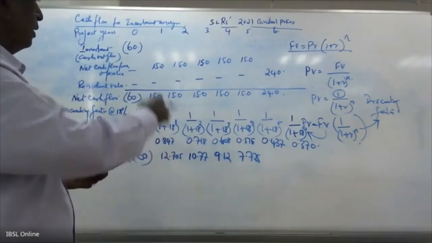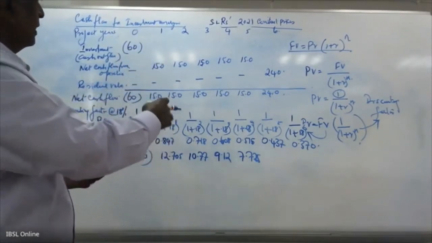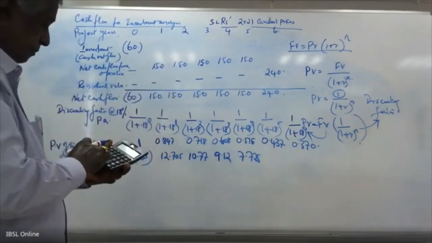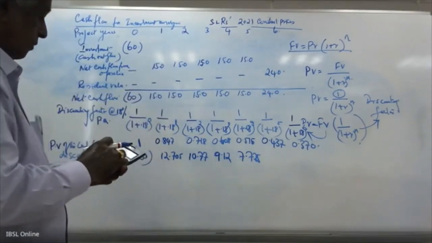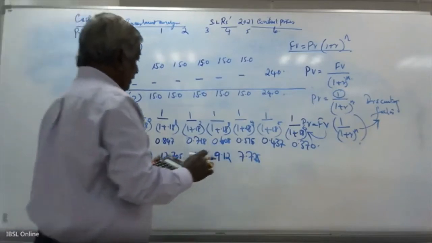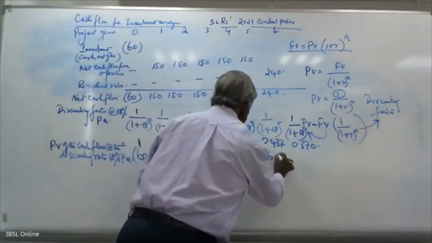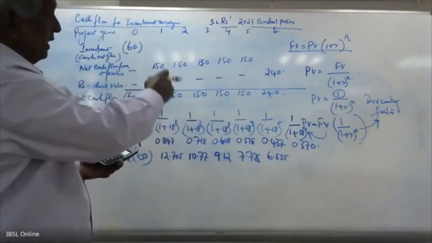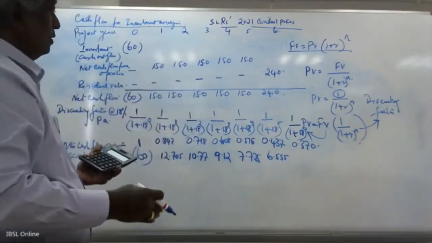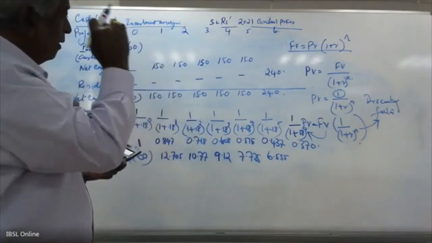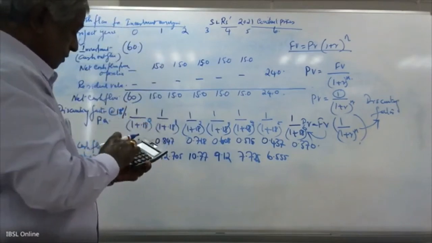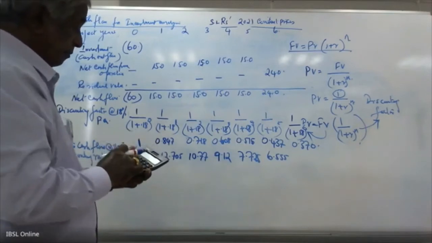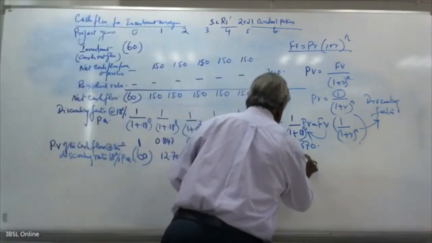Again, 15, that is 15 million, multiplied by the discount factor, 6.555. Again, 24 million, the future value, multiplied by the discount factor, 0.378, 8.88.